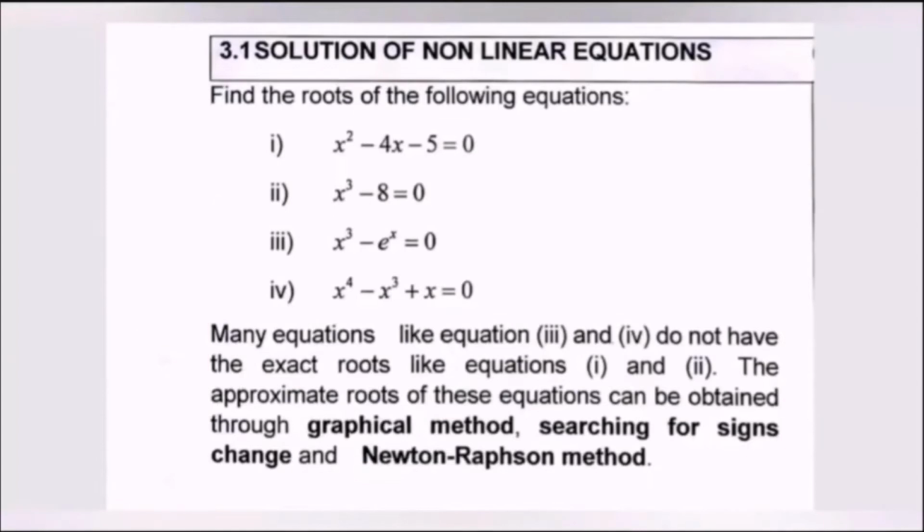Mentioned that find the roots of the following equations. Given 4 equations: number 1, x squared minus 4x minus 5 equals 0. The second one is x cubed minus 8 equals 0. The third one is x to the power 3 minus e to the power x equals 0. And number 4, x to the power 4 minus x to the power 3 plus x equals 0. So here we have many equations.